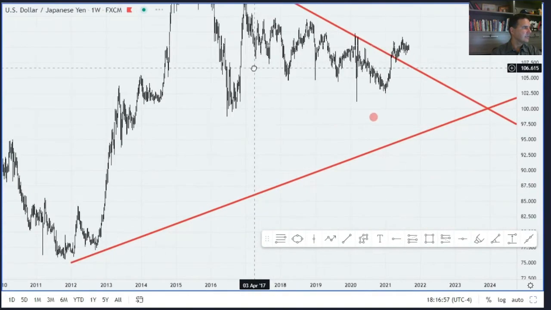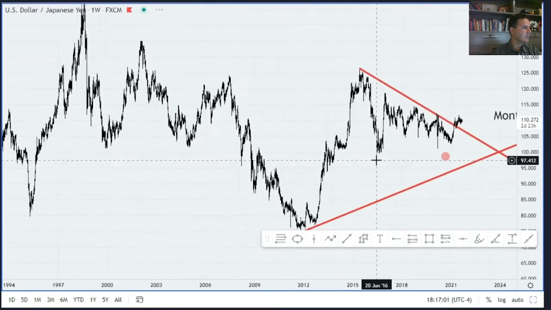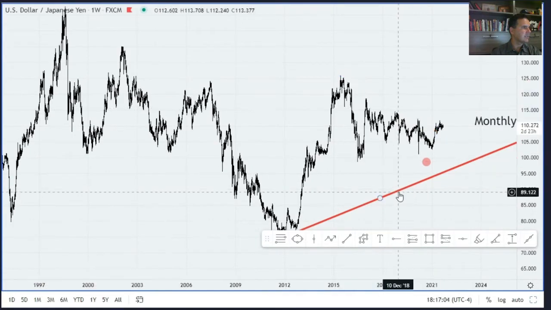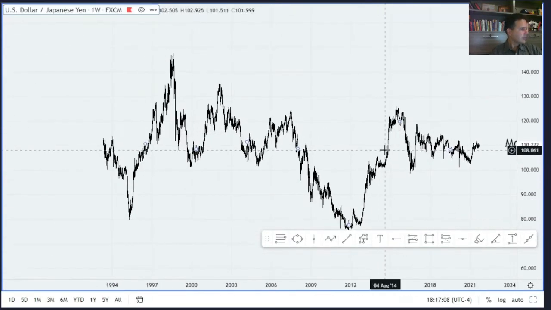Well, we can delete almost everything. I thought it was more, but okay, let's delete everything. Start from scratch. Okay, everybody, USD JPY weekly chart.